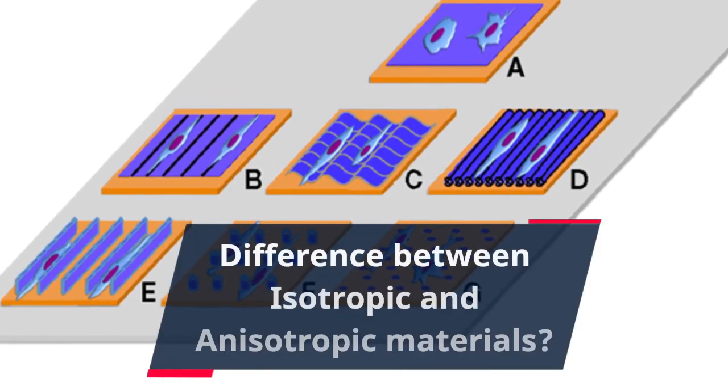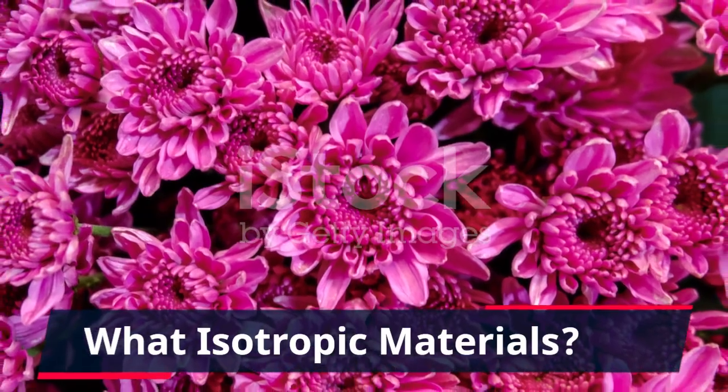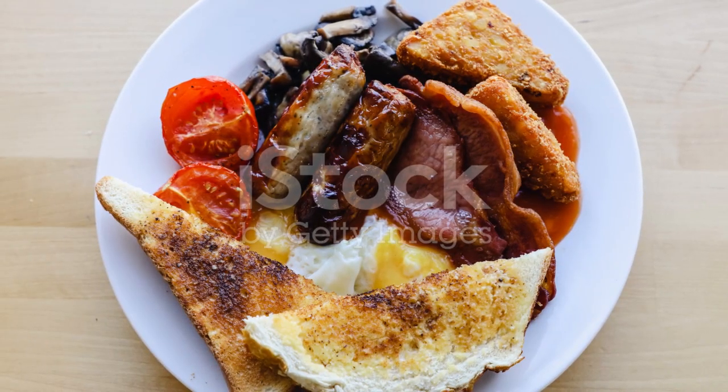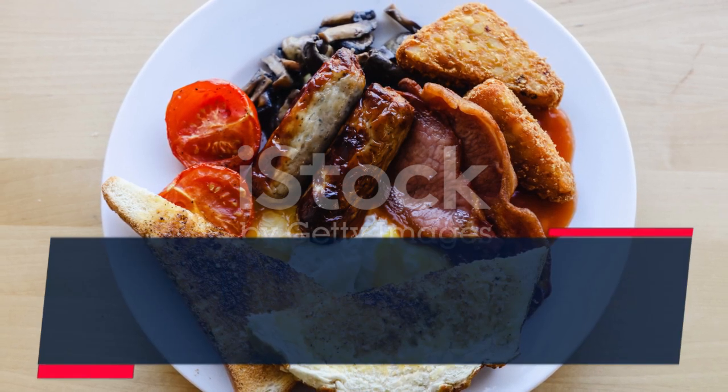Difference between isotropic and anisotropic materials? What are isotropic materials? Isotropic materials are materials that have the same physical properties in all directions.